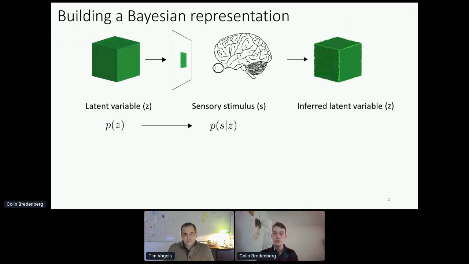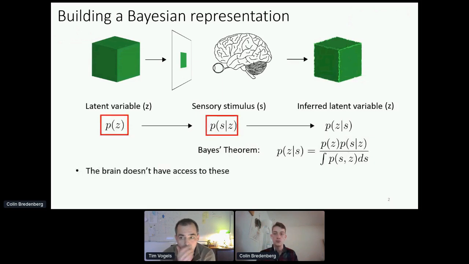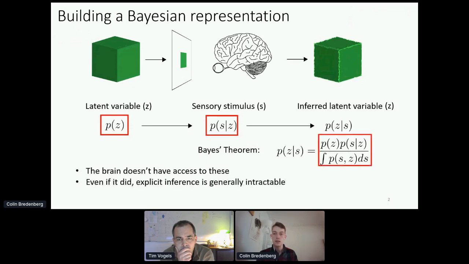We might imagine that the brain can exploit the statistics of its inputs, so that when it's presented with a stimulus S, it infers a probability distribution P of Z given S using Bayes' theorem. However, this has two problems. First, the brain doesn't have access to the true probability distributions of hidden variables or stimuli in the environment. At best, it is an approximation. And second, actually computing a posterior distribution according to Bayes' theorem is in general very difficult because it involves integrating over a potentially very high-dimensional stimulus space.